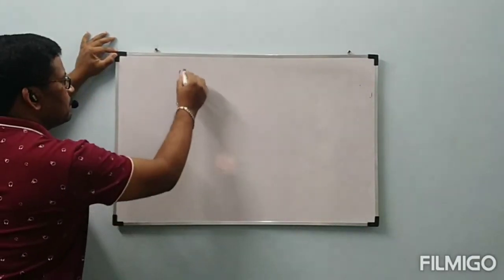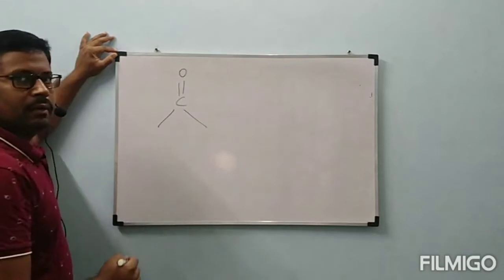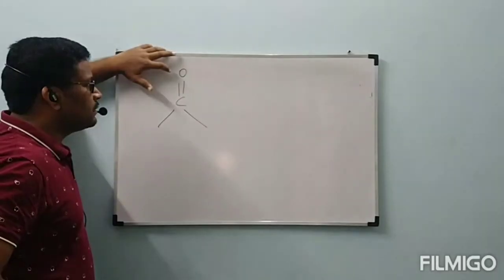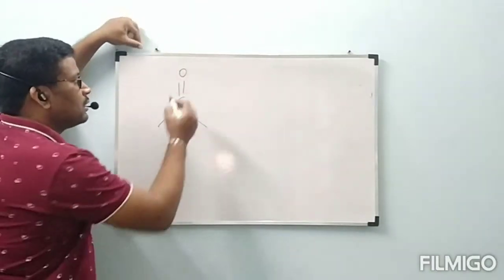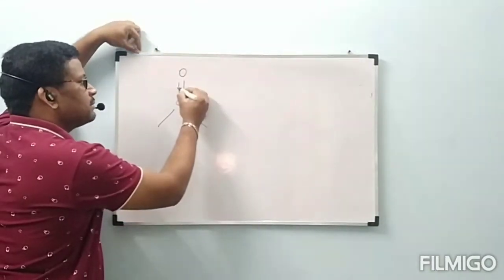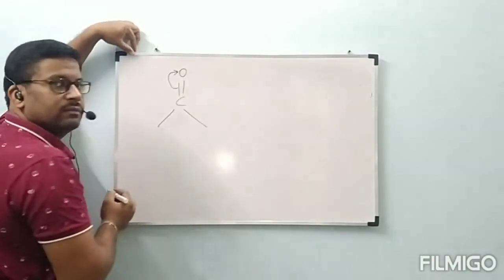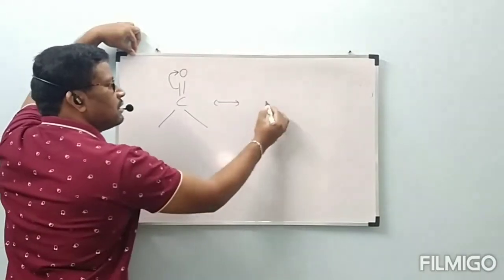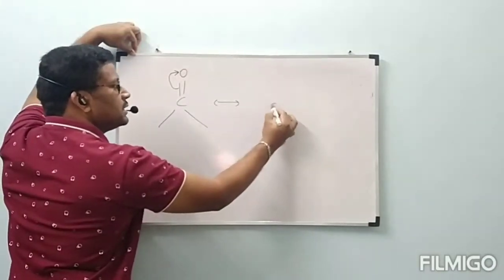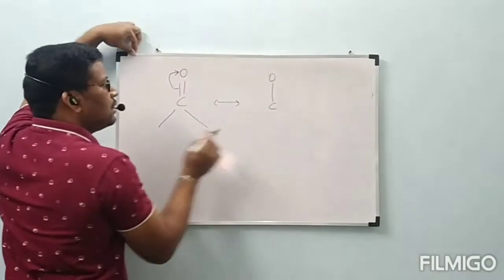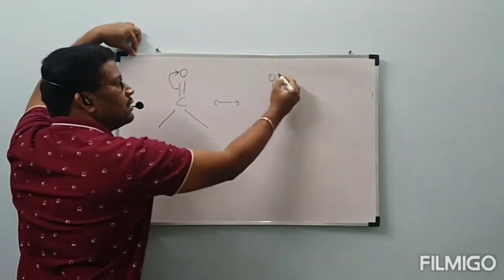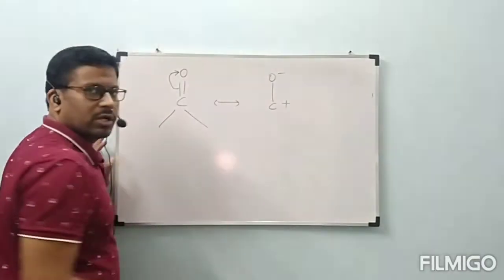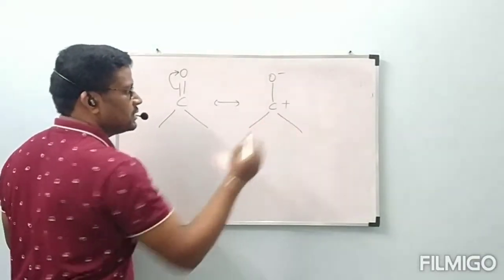C double bond O. Between carbon and oxygen, which is more electronegative? Oxygen is more electronegative than carbon. Then this pi bond which is present between carbon and oxygen will be shifted towards oxygen. Because of this, we will get a resonance structure of this carbonyl carbon, that is, single bond O. After shifting of this bond towards O, oxygen is getting a negative charge and carbon is getting a positive charge. Remaining two bonds are like this.